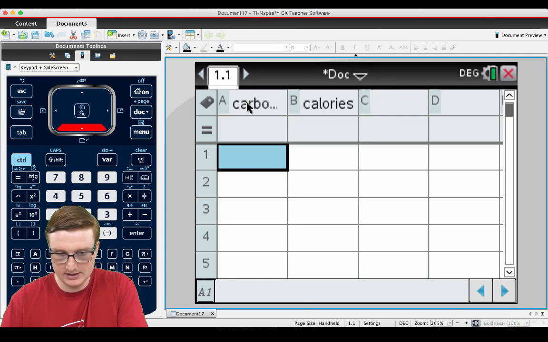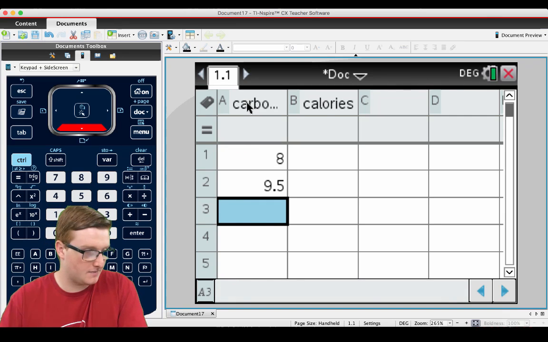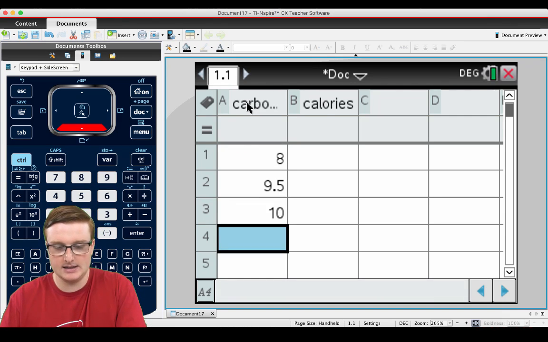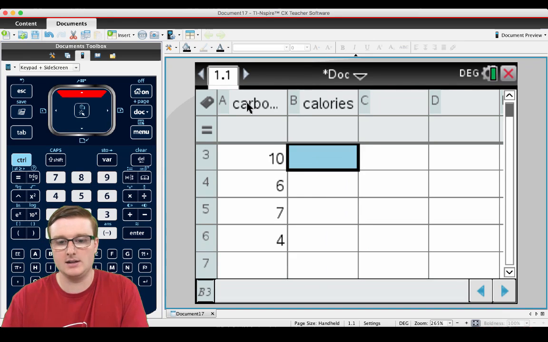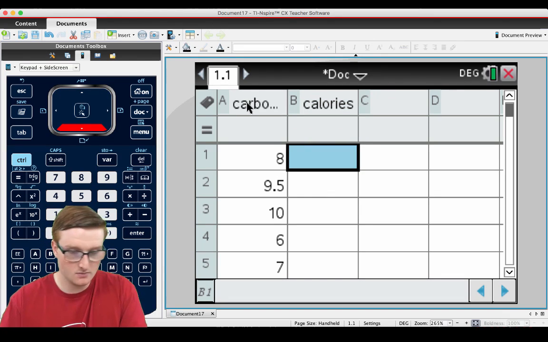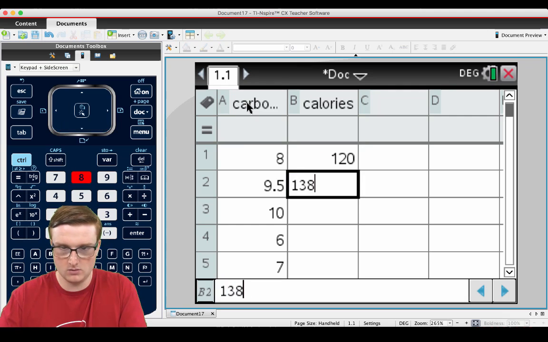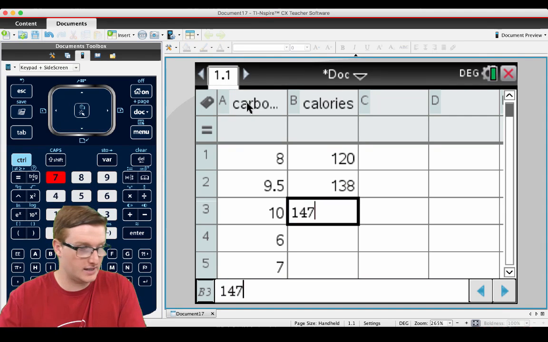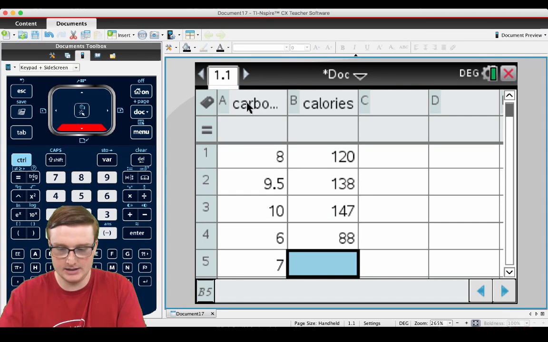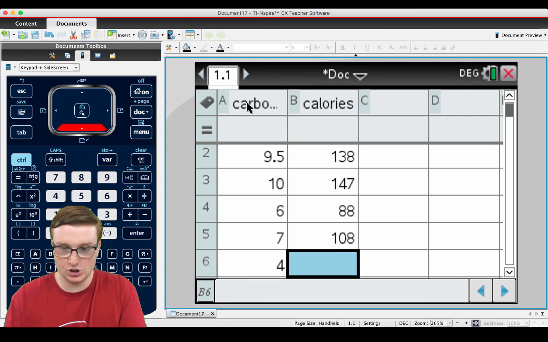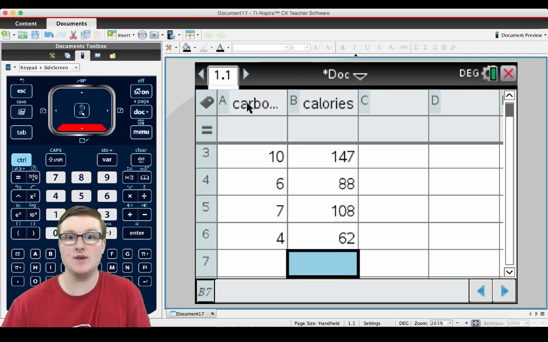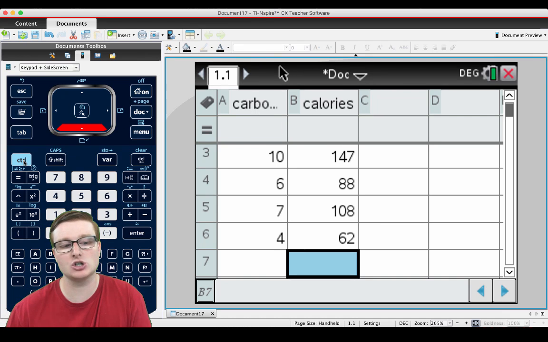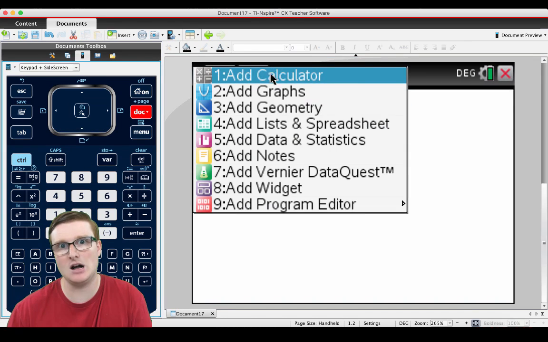So let's see. We have 8, 9.5, 10, 6, 7, 4, then go back up. 120, 138, 47. So just type all this into your calculator. This is all from what they gave you on the chart. And then what you're going to do here is, once you're done inputting those values, you are then going to press Control Dock, add a calculator.